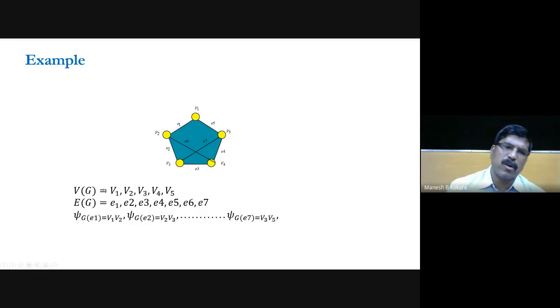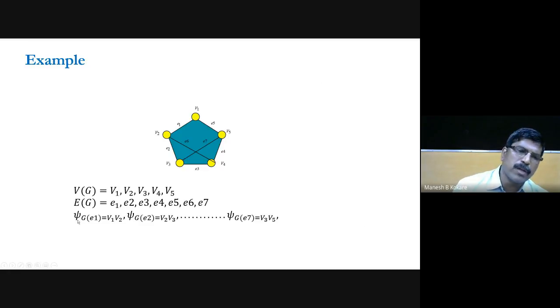So what is the set V of z? V is basically a set of vertices. How many vertices are there? 5 vertices are there. So V1, V2, V3, V4, V5 is nothing but the set V of z, right? And then E of z is basically a set of edges. How many edges are there? 7 edges are there. So E1, E2, E3, E4, E5, E6 and E7. So E of z is nothing but the set of edges, right?